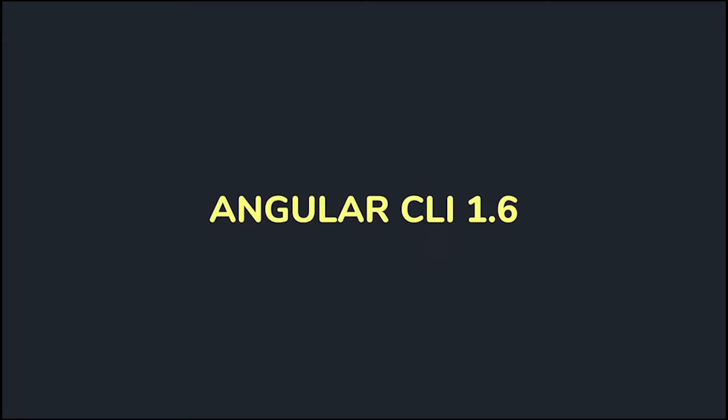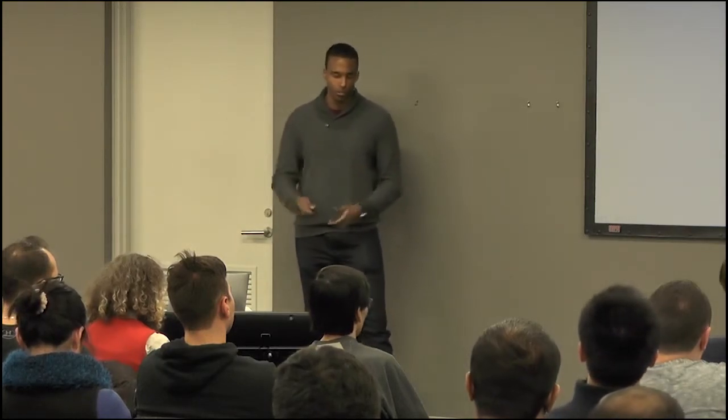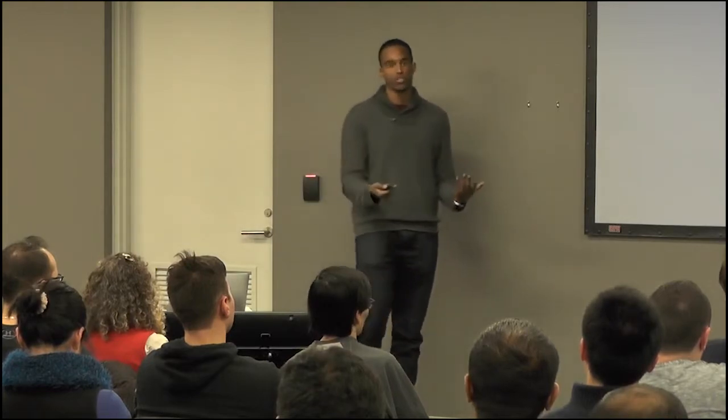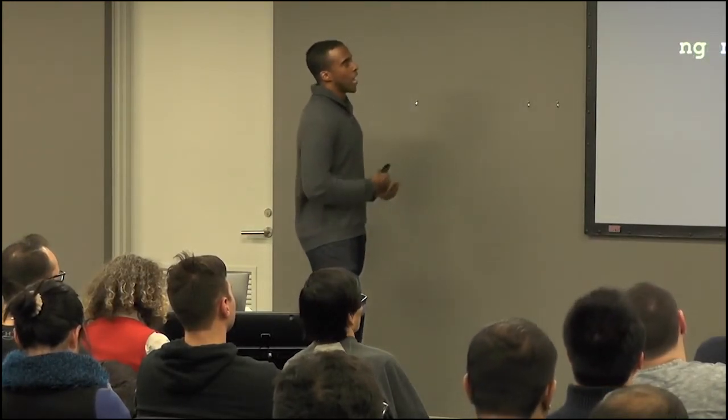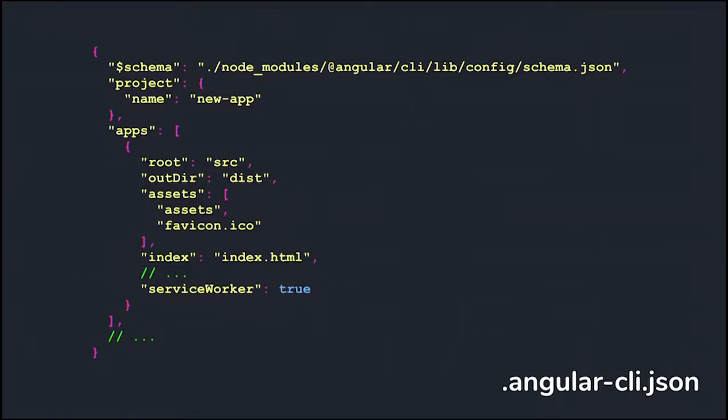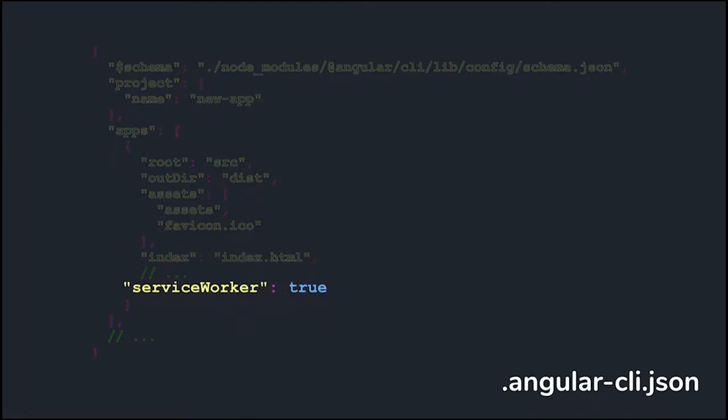So the 1.6 release, which is quite recent, actually allows you to create a brand new app and have service worker functionality baked in by default. If you want to install the CLI, you can just npm install Angular CLI latest. And when you're generating a brand new app, you can add a --service-worker flag. What that does is, when it generates your final application, and a lot of Angular apps have an angular-cli.json file that has a number of configurations for your app, there's a service worker flag that's now enabled to true.